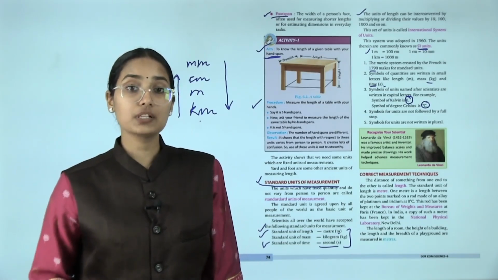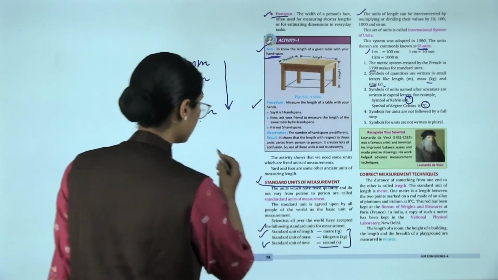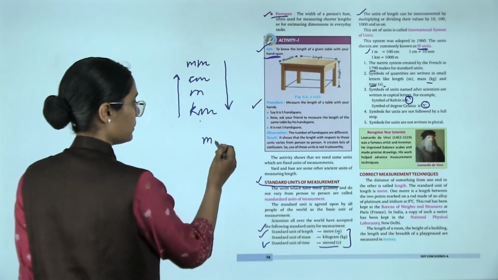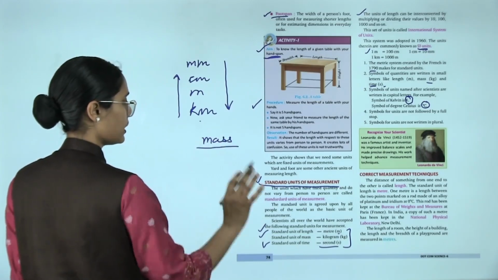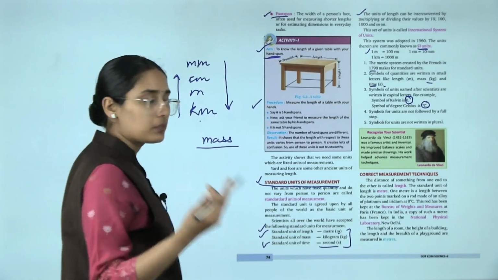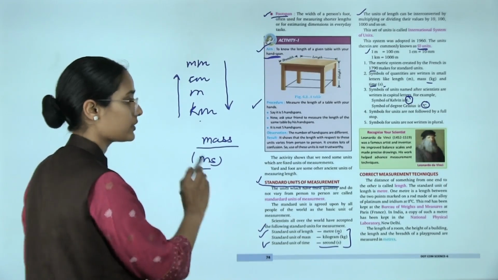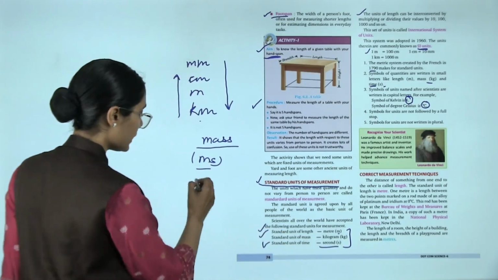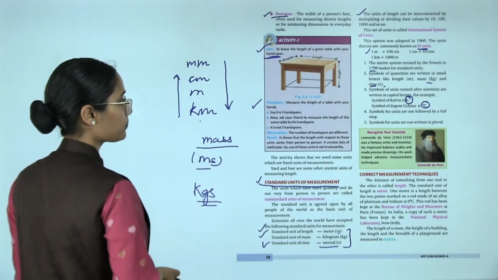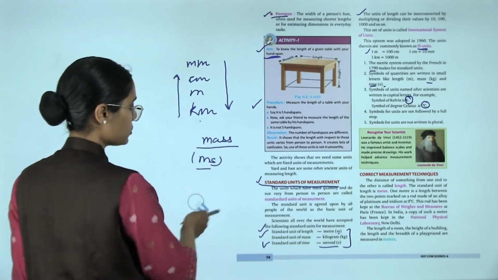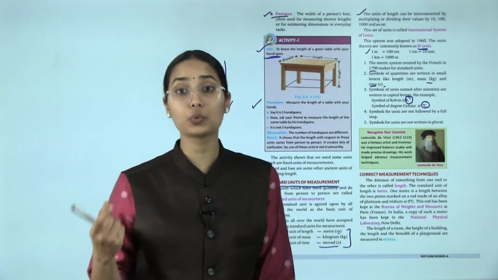Okay. Symbols for units are not written in plural. For example, I want to write mass, this is singular. Let us say I want to write masses. I cannot write it like this. This is wrong. I cannot write kgs like this. So these units only exist in singular and not plural.